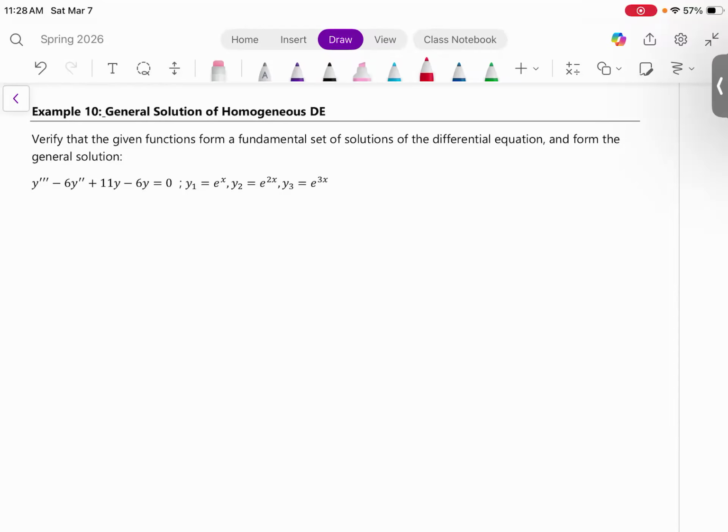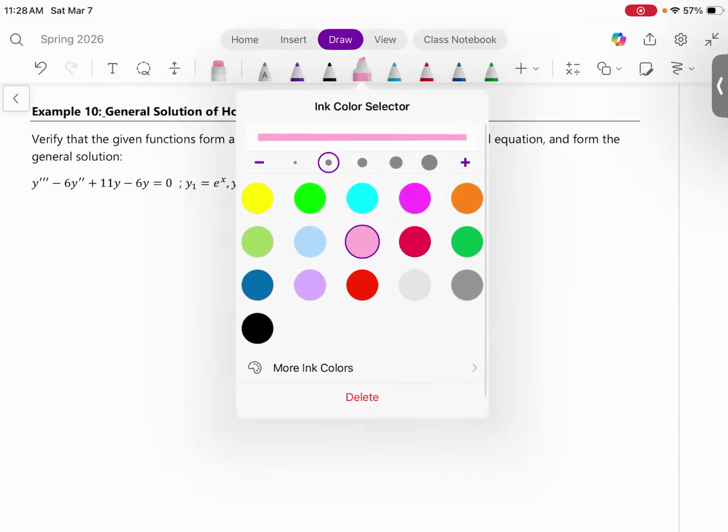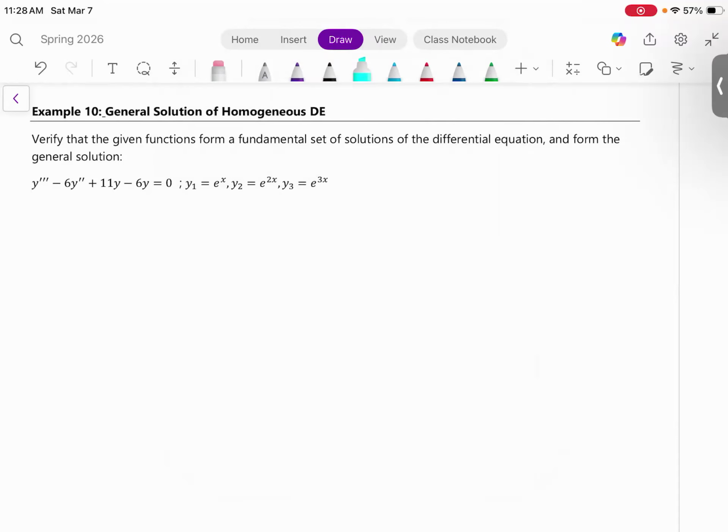All right, welcome back to the section 4.1 video. In this video, we're going to take a look at another example of forming a general solution to a homogeneous differential equation using the idea of linear independence, forming a fundamental set of solutions, which gives us a general solution.